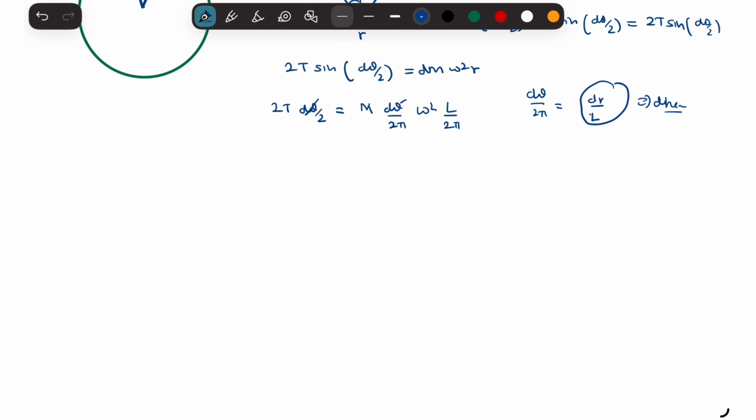So d theta cancels, 2 cancels, and the tension equals m L over 2 pi, times omega over 2 pi, squared. It's fairly simple, and with this our problem ends. See you in the next problem.